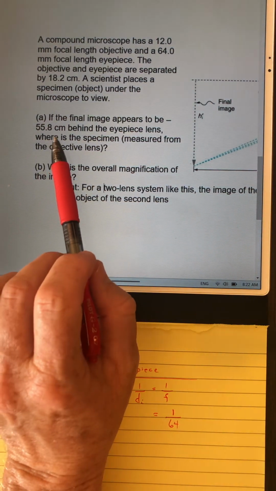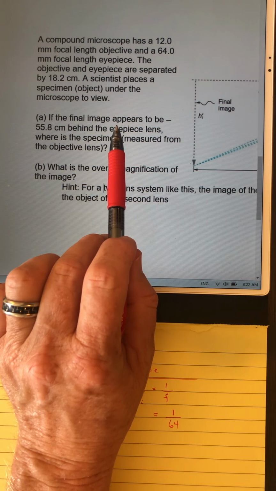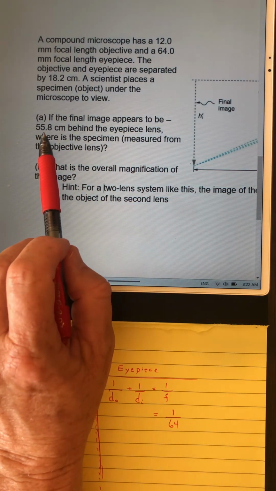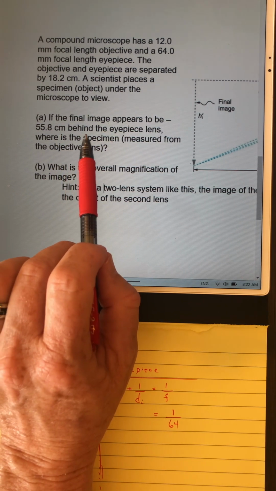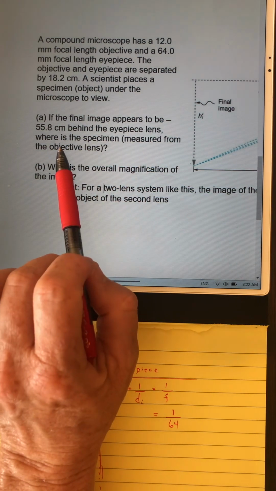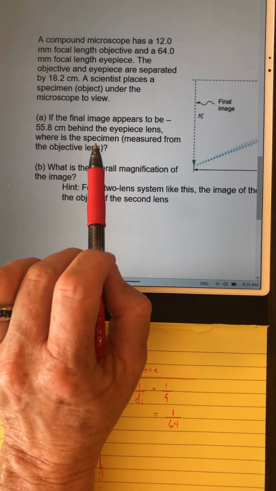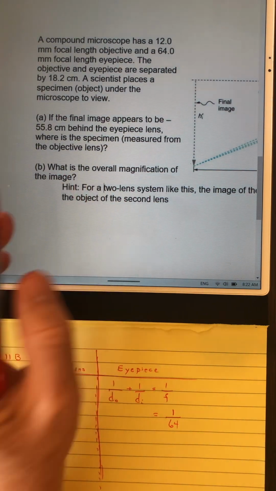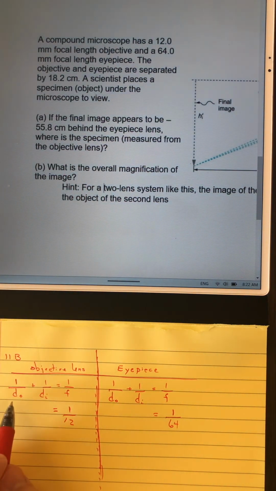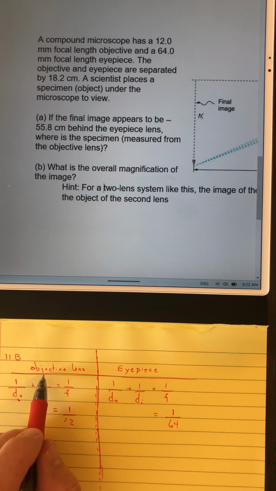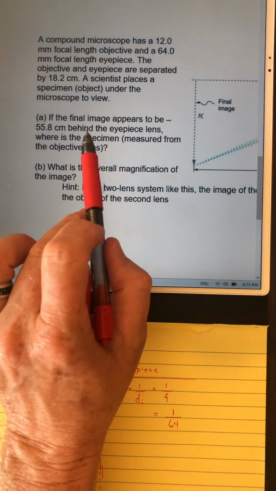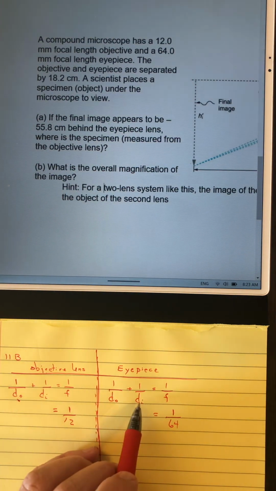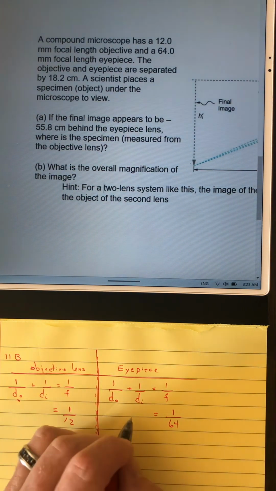Now, here it says, if the final image appears to be 55.8 centimeters, oh, let me be careful there, I'm going to use millimeters, behind the eye lens, where is the specimen? And so they're looking for this. What is the distance of the object from the objective lens? But what they're giving me is the final image. And so that would be the image distance of the eyepiece.